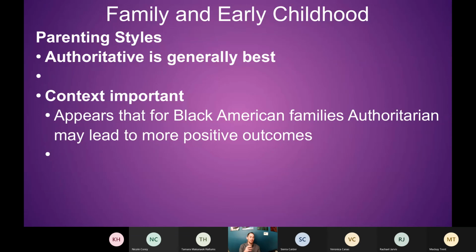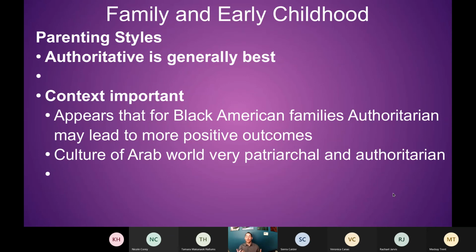So it might actually have some protective factor benefits. Is that due to just the parenting or the other surrounding context and culture? It's probably a combination of a lot of different variables and not just the ethnic variable there. Additionally, in the culture of the Arab world, there's a lot more patriarchal and authoritarian parenting overall, but there are definitely children who are thriving there.